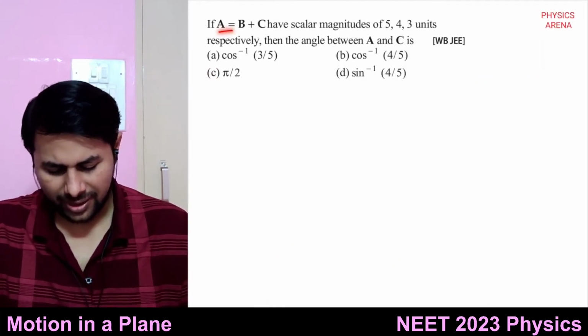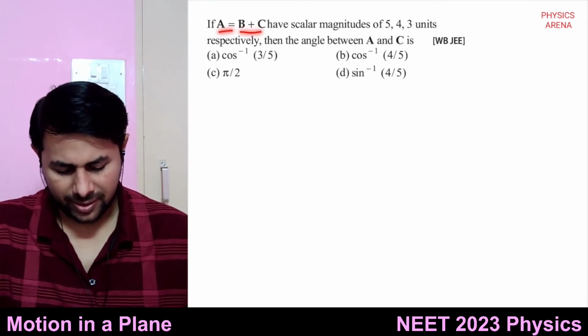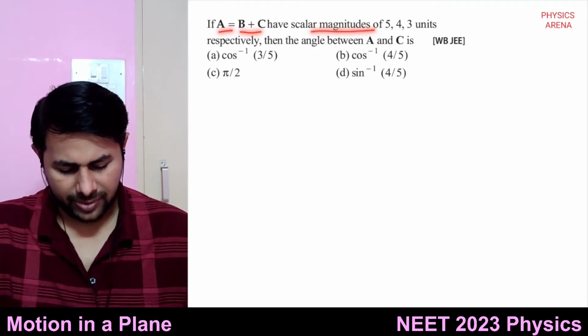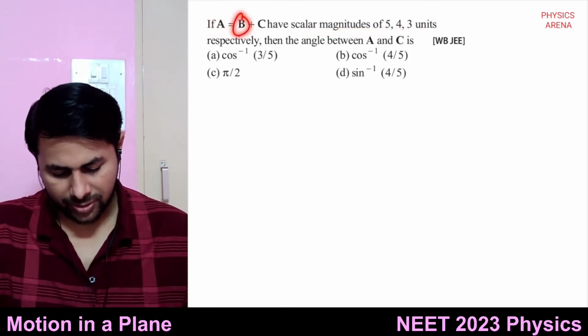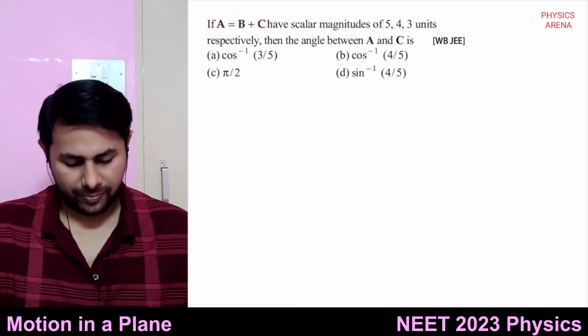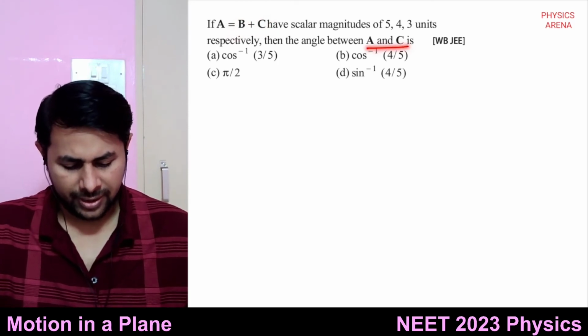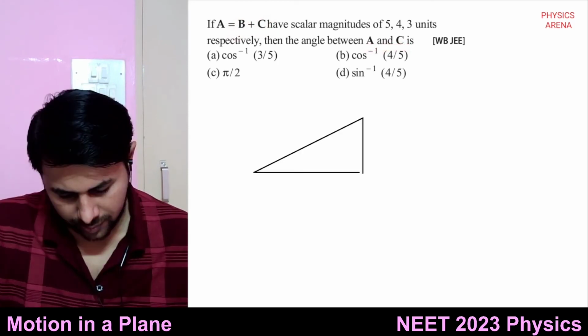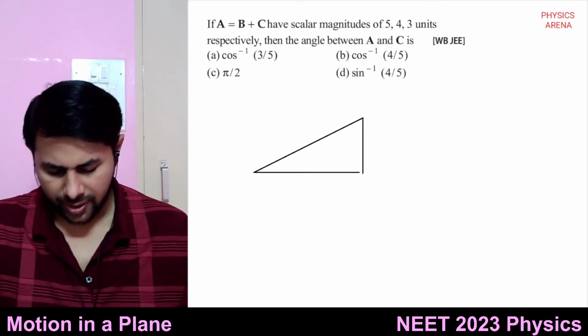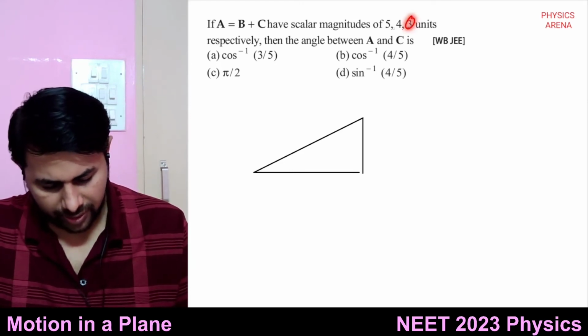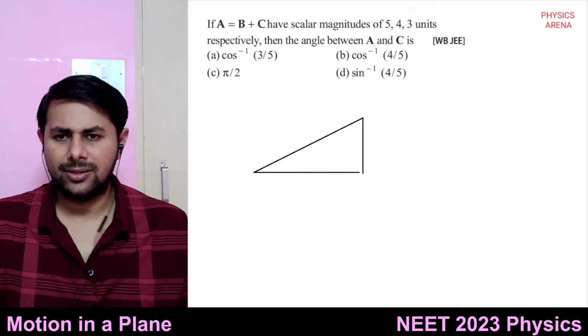Next question. If A bar is equal to B bar plus C bar, and they have scalar magnitudes of 5, 4, 3. So A bar's magnitude is 5, B bar's magnitude is 4, C bar's magnitude is 3. Then the angle between A and C is, who can tell me? So 3 square plus 4 square is 5 square, right?